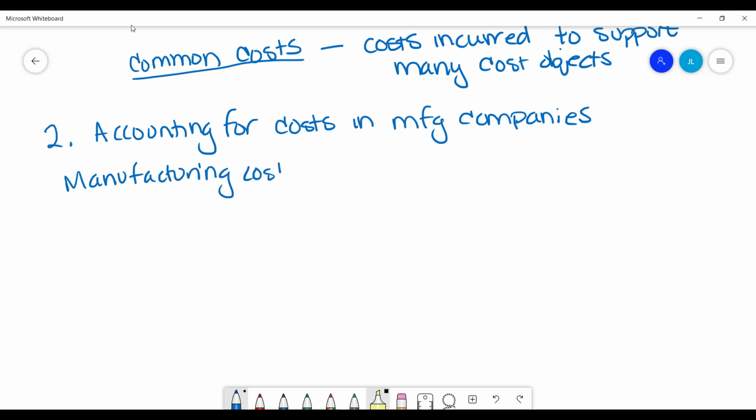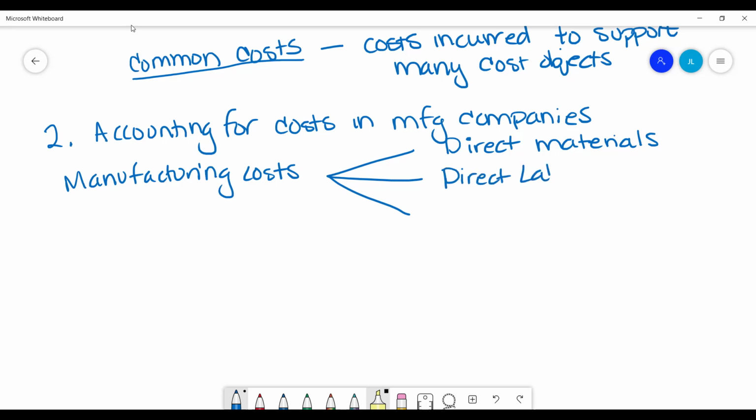Okay, what is manufacturing cost? It's just the cost of making whatever it is the company makes or whatever they specialize in, right? The cost of manufacturing their product or line of products. So there are three different types of manufacturing costs. There's direct materials, right? Those materials that go directly into producing that product. They can easily be traced to a unit of product. Direct labor, which is those labor costs that can be easily and conveniently traced to a unit of product. Okay, so these are the traceable costs.